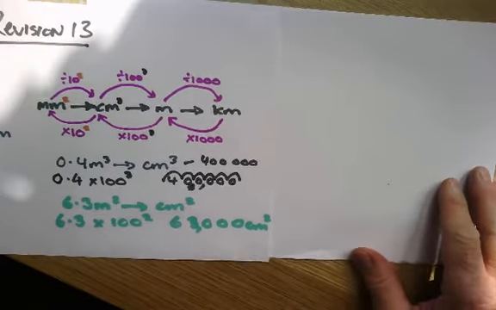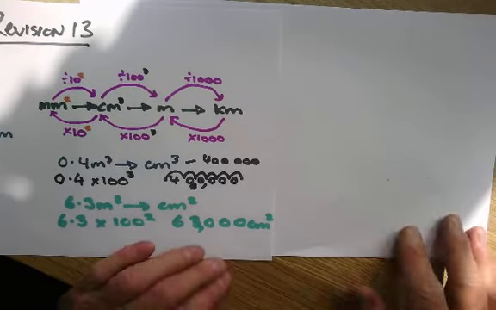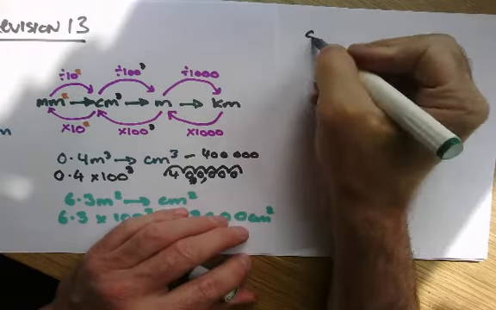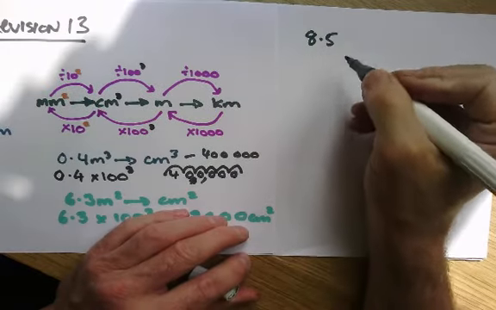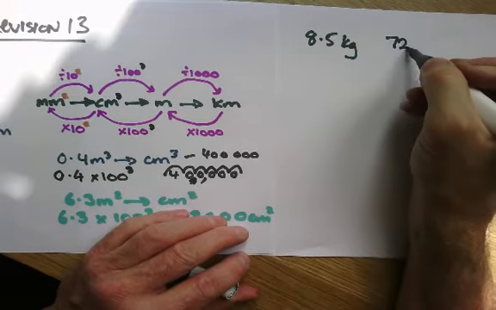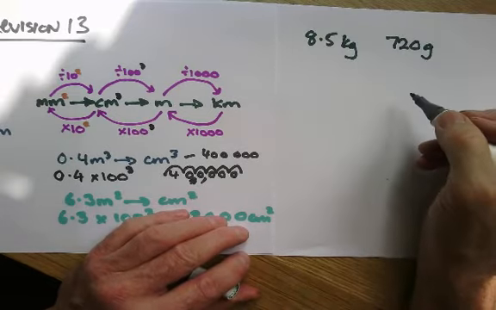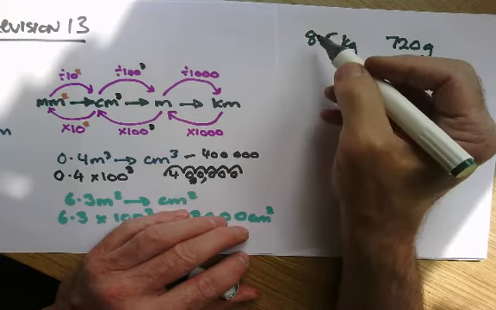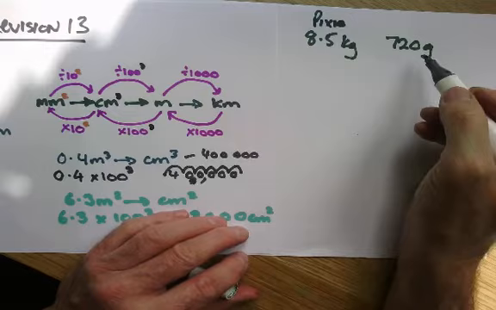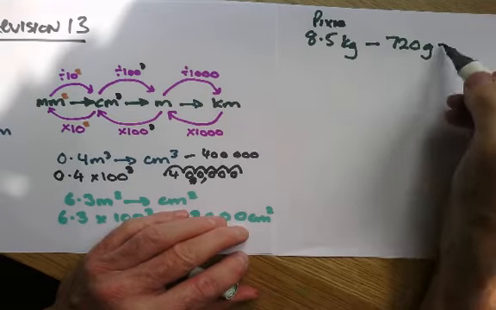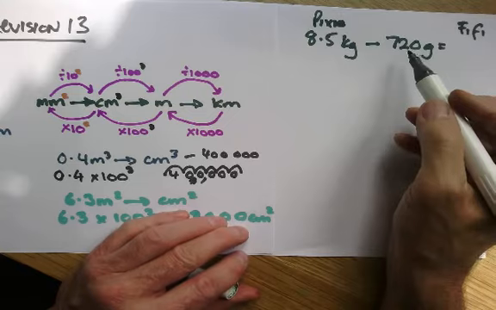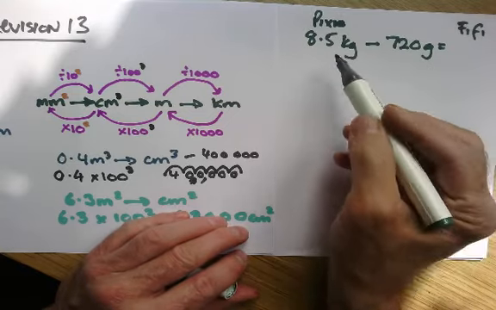So now this question, it says Kelly has 2 dogs, Pixie and Fifi. Pixie weighs 8.5 kilograms. Fifi is 720 grams lighter. So that's what Pixie weighs. So let's put Pixie there. And Fifi is that minus that. So that's what Fifi weighs, whatever that is. And it says work out how much she weighs.